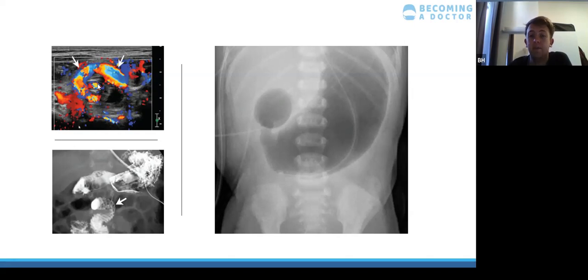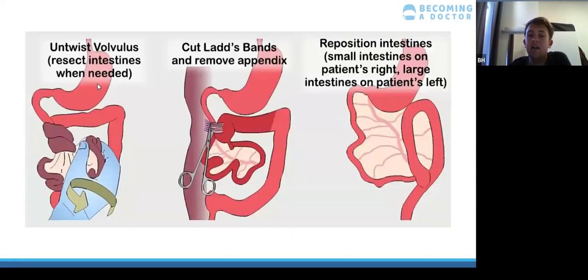As I said, this is a surgical emergency, so we need to treat them surgically as soon as possible. What you need to do is something called a Ladd's procedure, and this involves firstly untwisting the volvulus. You cut the Ladd's bands and you remove the appendix, just because the cecum is going to end up in a weird place. We remove the appendix in case they get appendicitis later in life, as it can be really hard to diagnose when it's in an odd place. Then instead of putting the bowel in the normal position, we put it in the non-rotation position.